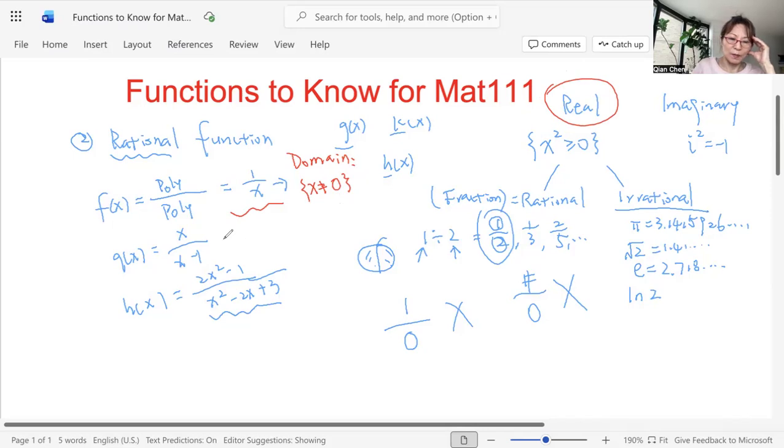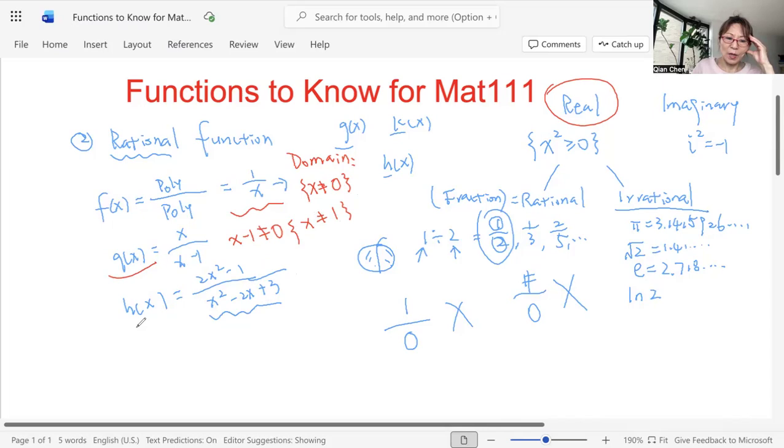What about this one? The domain of this one is x minus 1 cannot be 0. We solve for this: we add 1 on both sides. So that means x cannot be 1. Because if x is 1, 1 minus 1 becomes 0. It causes 0 in the denominator, which is illegal in mathematics. So we see the domain of function g is x not equal to 1.